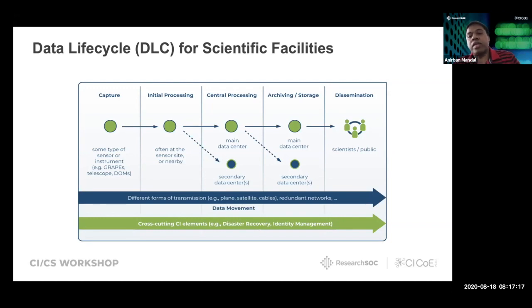For example, in IceCube, the alert dissemination goes through a very different path than the normal data product generation. So I'd like to get your viewpoints on the different nuances that you might have in your facilities, and how we could refine the data lifecycle model to get there.